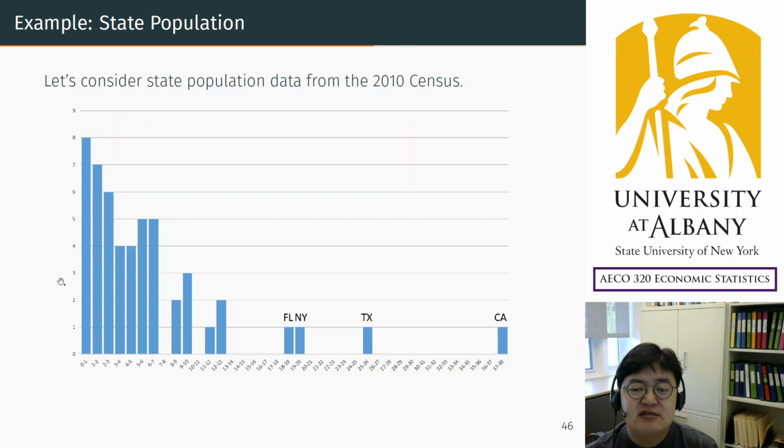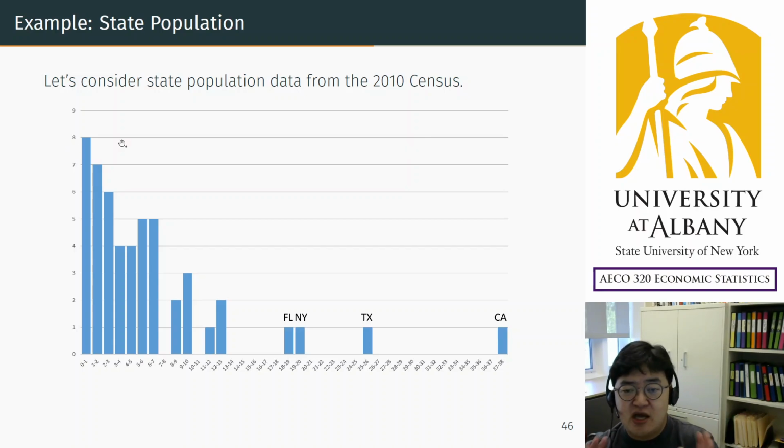This is from 2010 census data, and the count is in millions. The vertical axis is the number of states. Below 1 million, there are 8 states. California is the most populated state, in the interval between 37 and 38 million. The second largest is Texas, between 25 and 26 million. And New York, Florida, and two states are here, another state here. It is a histogram. For each interval, it shows how many states are within that interval.